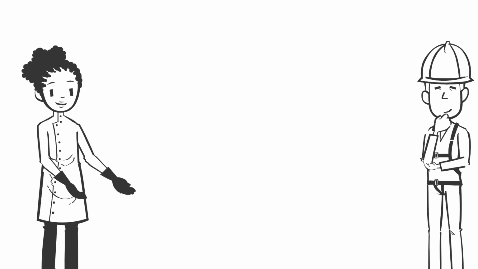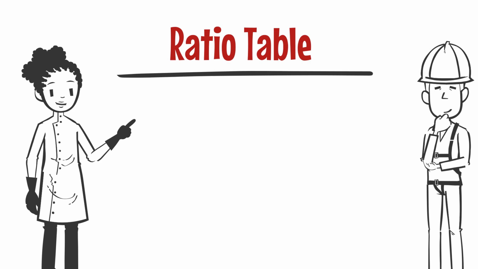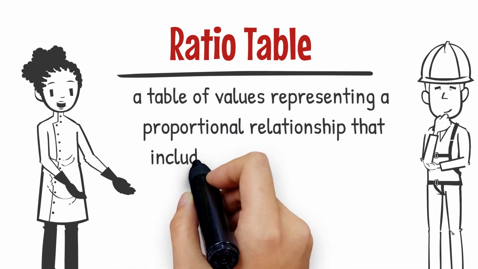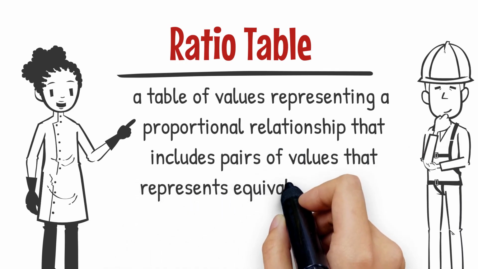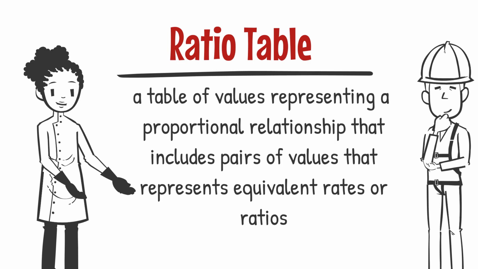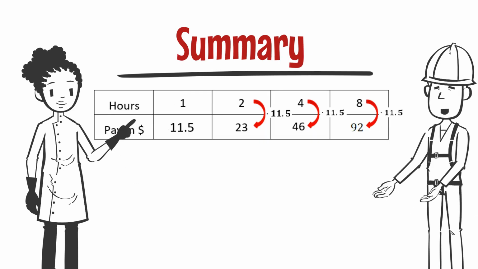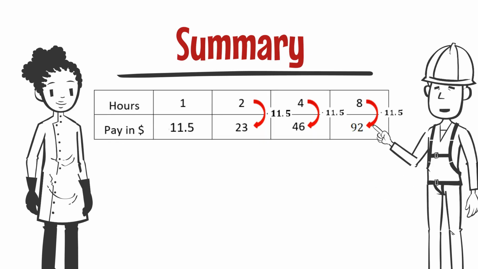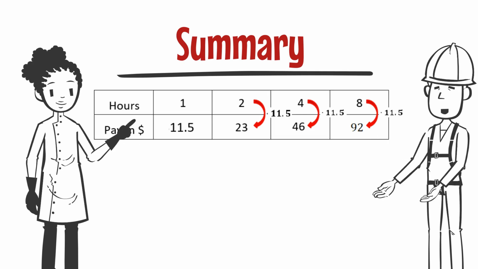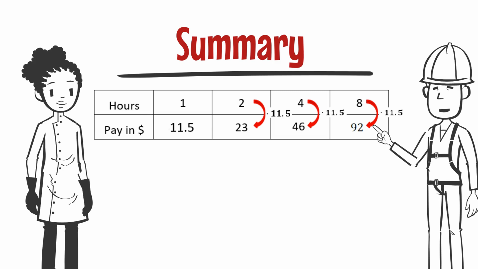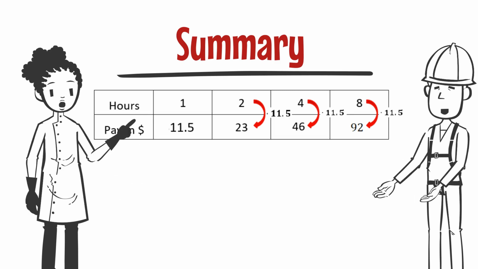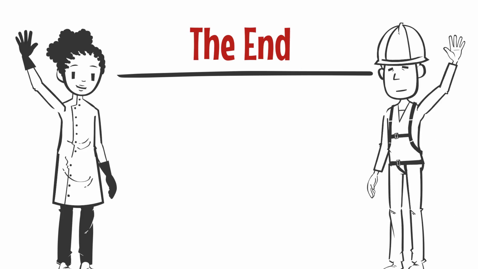In conclusion, a ratio table is a table of values representing a proportional relationship that includes pairs of values that represent equivalent rates or ratios. We made a ratio table that represented a proportional relationship. We found the unit rate, which helped us figure out how much Alan made per hour. We multiplied the unit rate by the number of hours, 8, to give us how much Alan made in 8 hours. And that concludes our video.